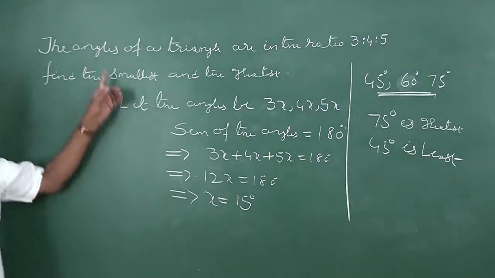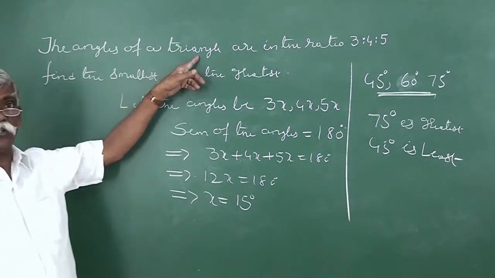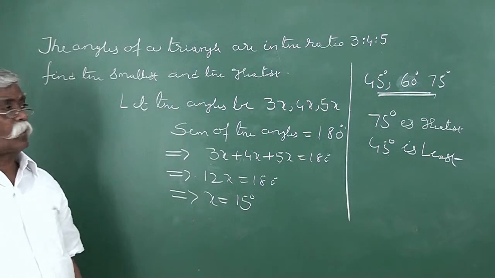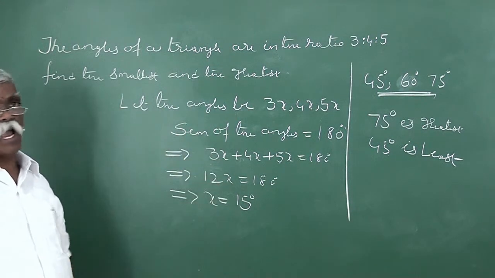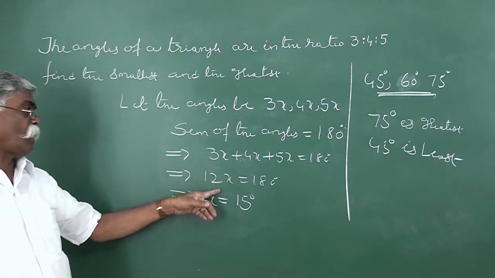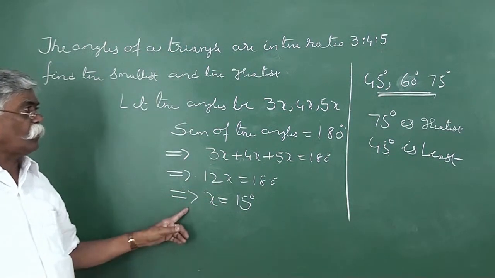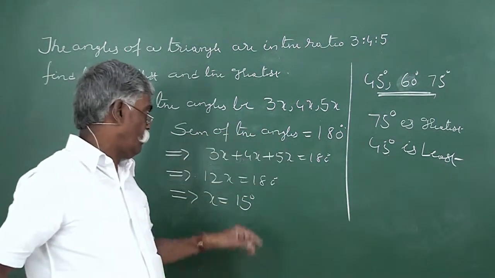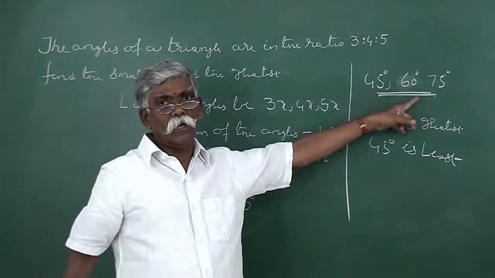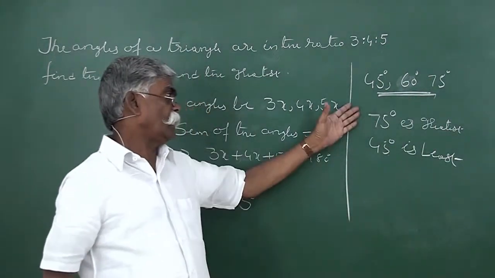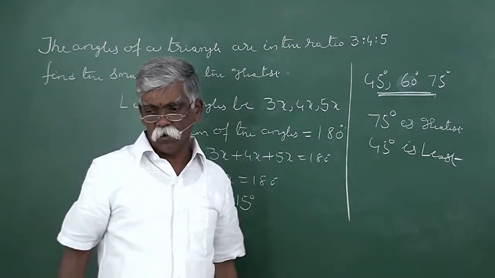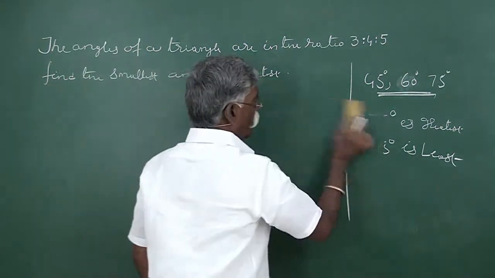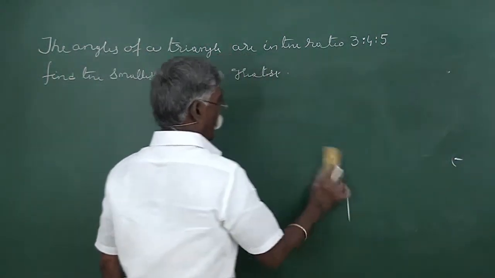So therefore, the angles of a triangle are in the ratio 3:4:5. So we have taken the angles to be 3x, 4x and 5x, and the sum of the angles is 180. Thereby 12x is 180, x equal to 15. When x equal to 15, 3x becomes 45, 4x becomes 60 and 5x becomes 75. The greatest and the least are 75 and 45. It can also be done in another way.